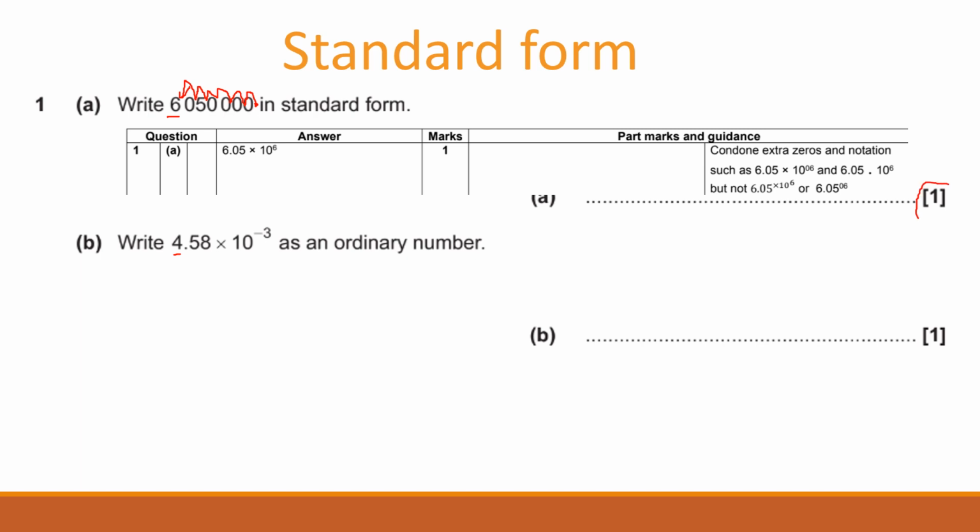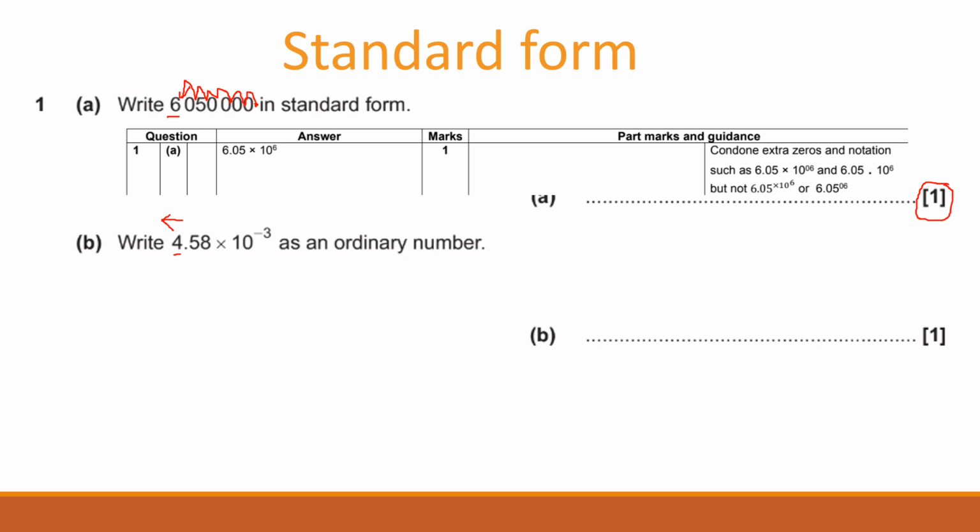This number here in the square brackets at the end tells me how many marks for the question. Now in part B, we've got to write 4.58 times 10 to the negative 3 as an ordinary number. Now, if I've got a positive power, like in part A, I get a large number. But if I've got a negative power, I end up with a small number. So the decimal point this time is going to move from the position between the 4 and the 5, and it's going to go towards the left. Okay, so it's going to go left 3 places.